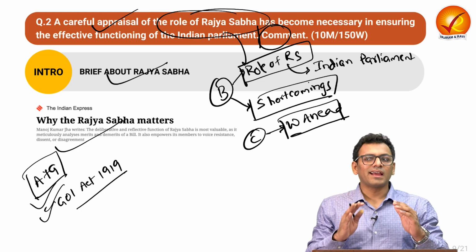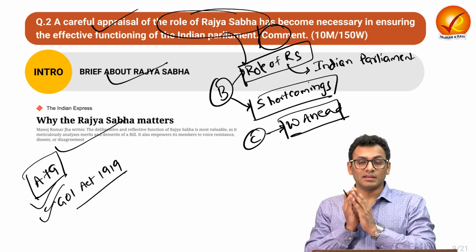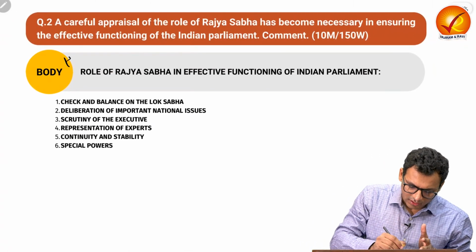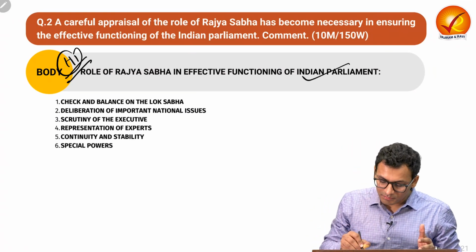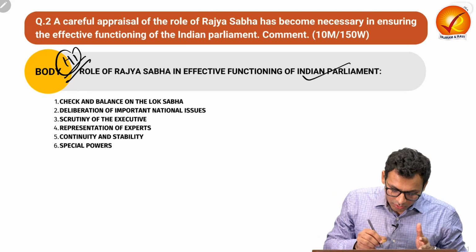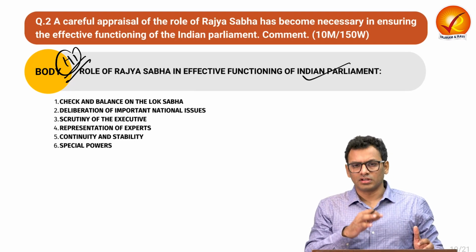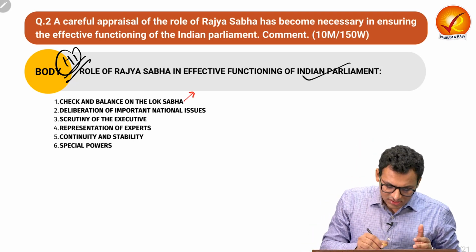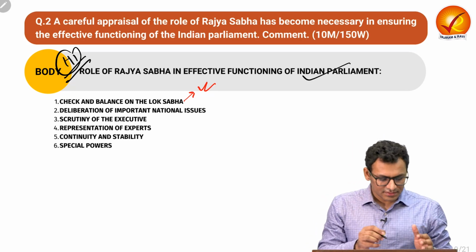You can put a transition line in the introduction itself on how Rajya Sabha is very crucial for the democracy as well as the parliamentary system of the nation. In heading 1 of the body, you can start with the role of Rajya Sabha in effective functioning of the Indian Parliament. The very first point is check and balance on Lok Sabha. With respect to ordinary bills and constitutional amendment bills, Rajya Sabha plays the same role on par with Lok Sabha. So it creates certain structures with respect to checks and balances.